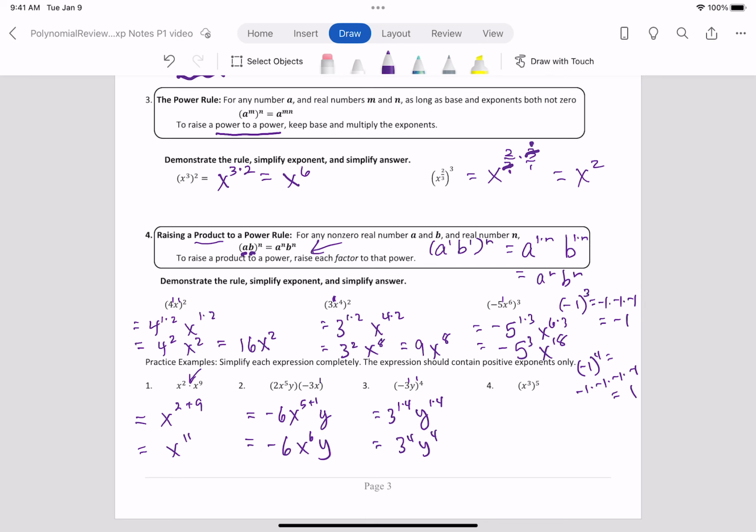And lastly, this one is a power raised to a power. So that means I'm going to multiply the exponents, giving me x to the 15.